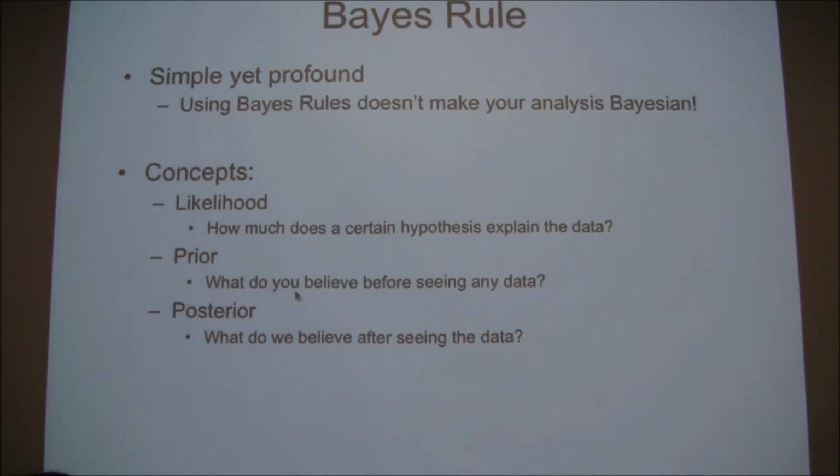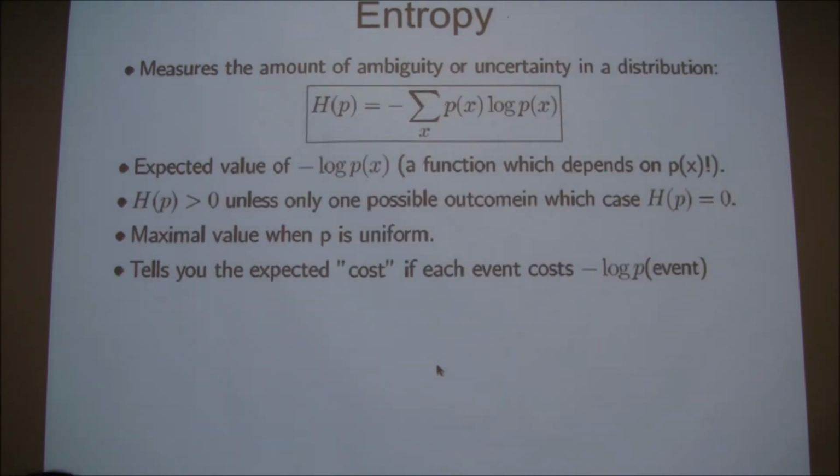So we'll meet these three terms over and over again. The thing that we will often use to measure the amount of uncertainty in distributions is entropy. What's entropy? Anybody want to tell me? Uncertainty, degree of uncertainty in a distribution. So the definition is right here.